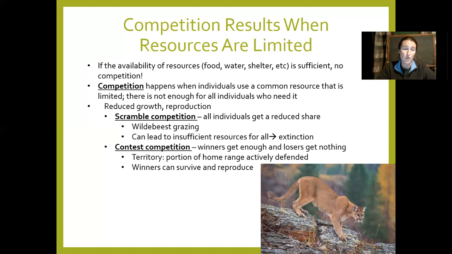A lot of times contest competition is seen in territorial animals. Your book emphasizes that there's a difference between home range, where the animal can live, versus territory, where an animal is actively defending an area and preventing anybody else from foraging within the confines of that territory. Something like a mountain lion here is an aggressively territorial animal. No other mountain lions can come into this space. And therefore this mountain lion has all of the resources available and everyone else can get lost.